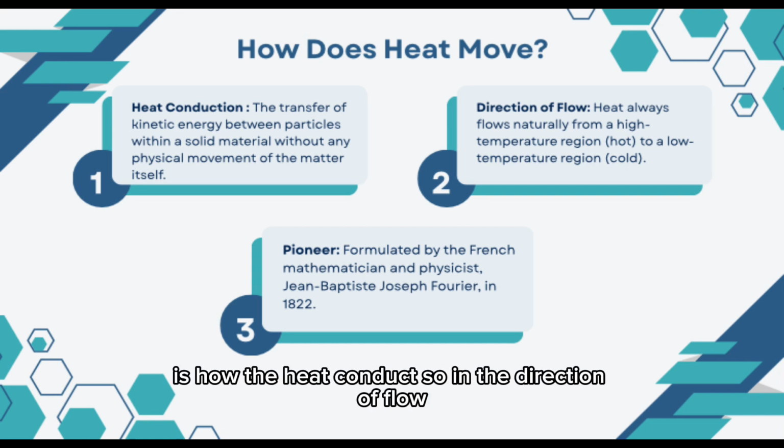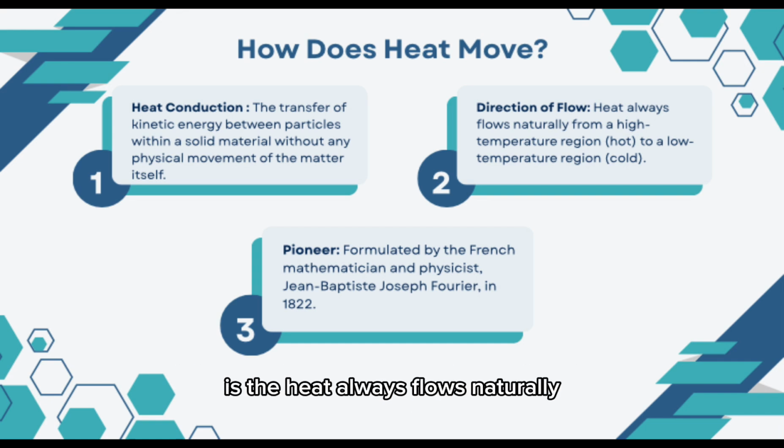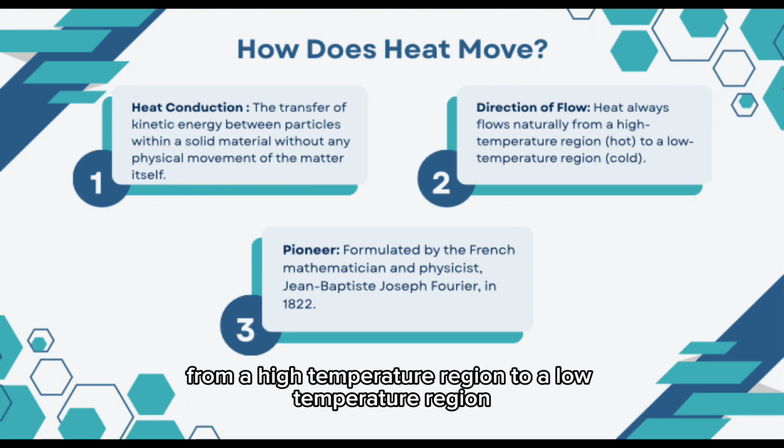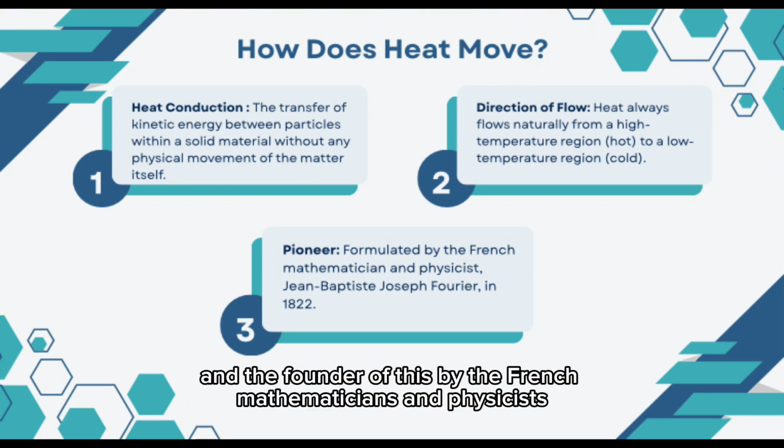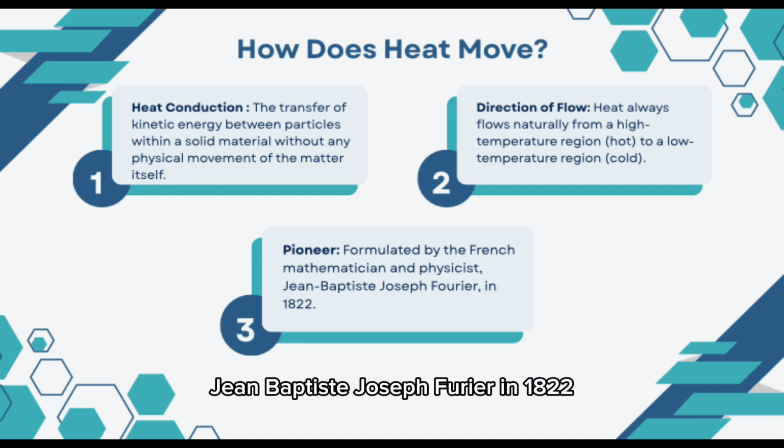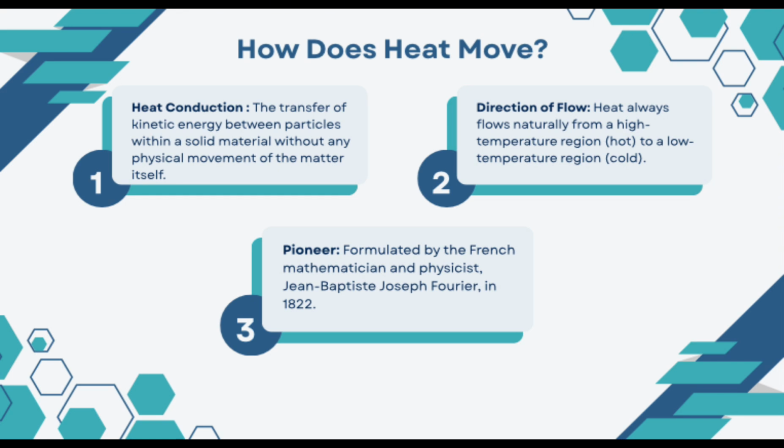The direction of flow is that heat always flows naturally from a high temperature region to a low temperature region. And the founder of this was the French mathematician and physicist Jean-Baptiste Joseph Fourier in 1822.